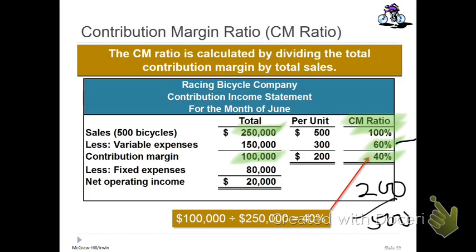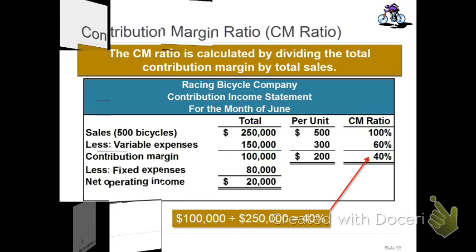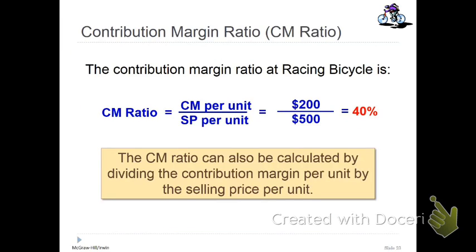Notice that 60% is the complement of that 40%. Those two numbers have to equal 100%. So once you figure out one of those numbers, you can figure out the other one. That 300 there and that 60% makes perfect sense, because if I take 300 divided by 500, that will give me that 60% as well. And there's the calculation based upon a per unit.